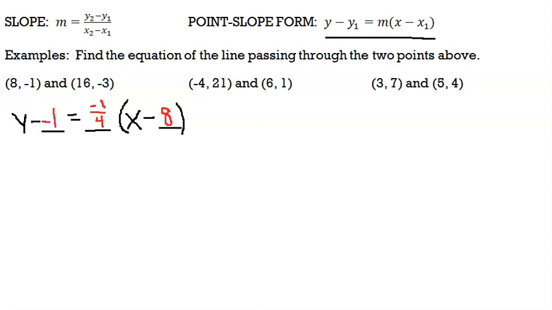Oh no, 2 negatives, what do we do? Well, 2 negatives, a negative times a negative, you're going to get a positive. So just change that to a positive.